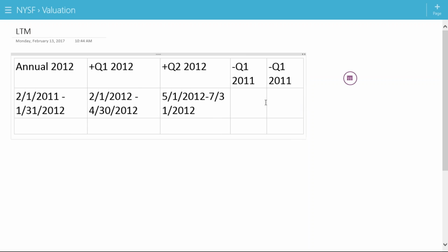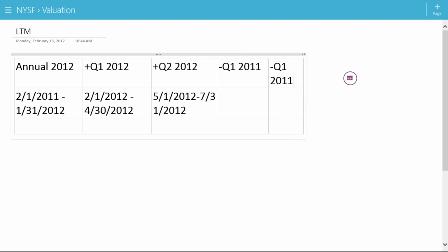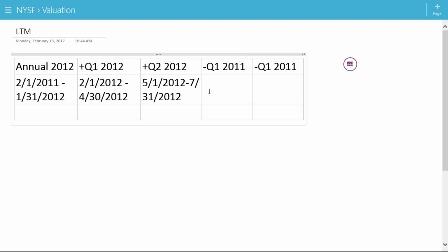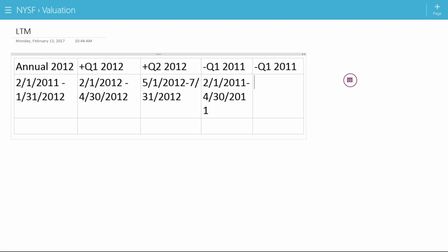Let me pull this out. Why is this not pulling out here? Okay, here we go. Which is specifically February 1st, 2011 through April 30th, 2011, and May 1st, 2011 through July 31st, 2011. You got to think about that. It gets a little tricky.